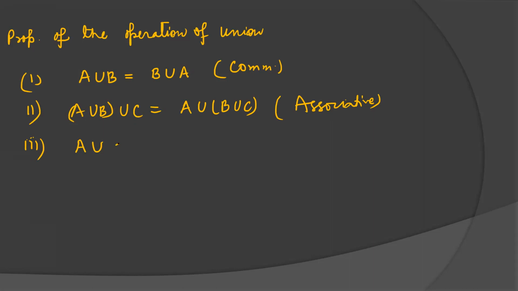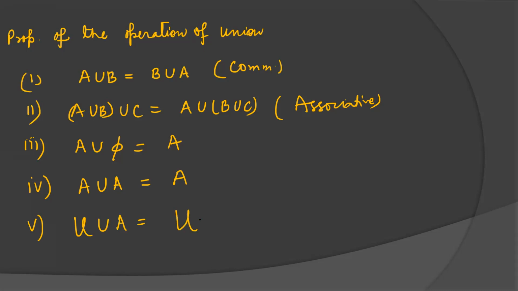If you take the union with the null set, it is not going to affect anything. You will get A only. If you take the union of two sets, A and A, it will give you A only. If you take the union with the universal set, you will get only the universal set. So the union of any set with the universal set will always give the universal set.